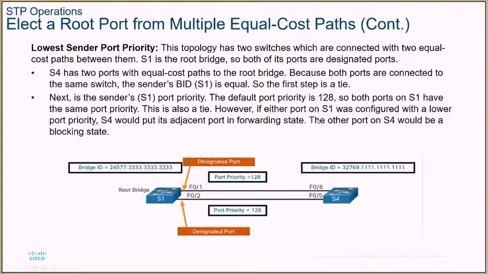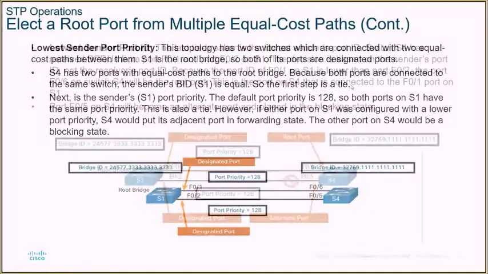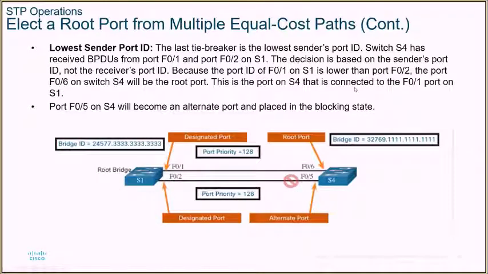However, if either port was configured with a lower port priority, S4 would put its adjacent port in forwarding state. The other port on S4 would be in the blocking state. And so basically, that would decide which port. But of course that was a tie. And so the lowest sender port ID. So the last tiebreaker is the lowest sender's port ID.